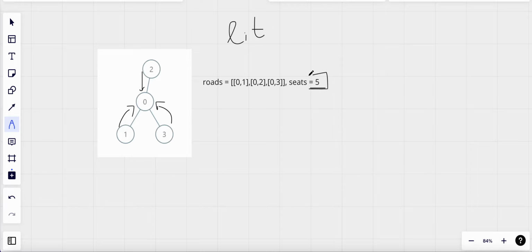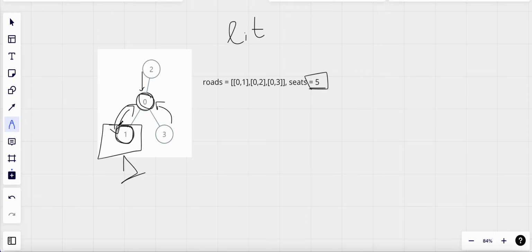Well, the number of seats equals 5, so the maximum number of representatives that can be in a car is 5. We start from node 0, that is our root node here, and we do a DFS. So we go to one of our neighbors, until we reach a leaf node. Since this is a leaf node, we count the number of representatives encountered so far, which is equal to 1.